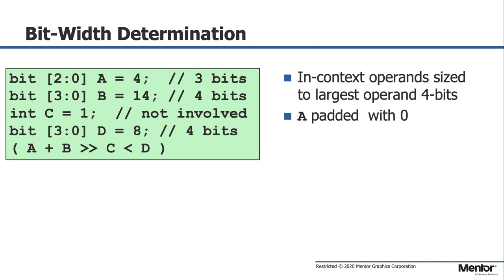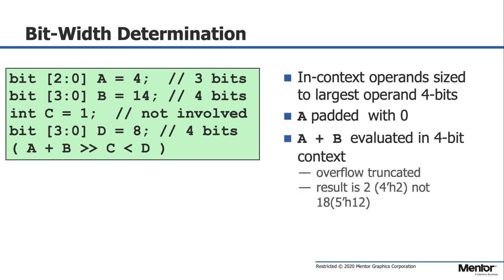In this case, a will get padded with a 0. Also to note that the result of a plus b is evaluated in a 4-bit context. Any type of overflow that we have gets truncated. So if we're adding 4 plus 14, since we only have 4 bits for that result, we're going to get 2, and because we can't see the value 18, that 5th bit is going to get truncated. And the shift right result is 4 bits, so we've lost that extra 5th bit, and just a 0 will get shifted into that position.